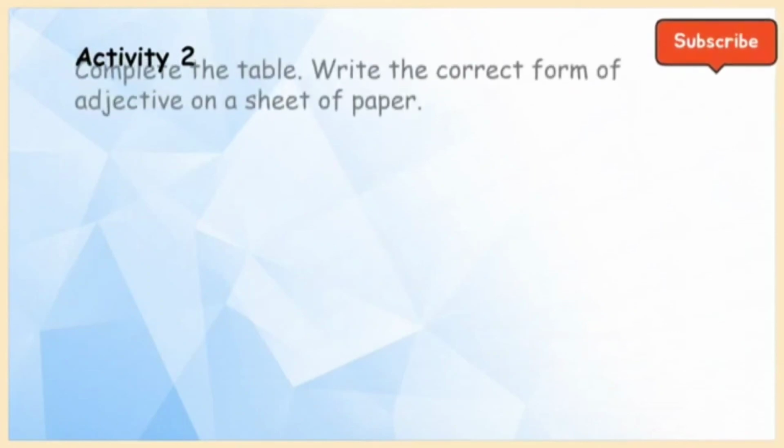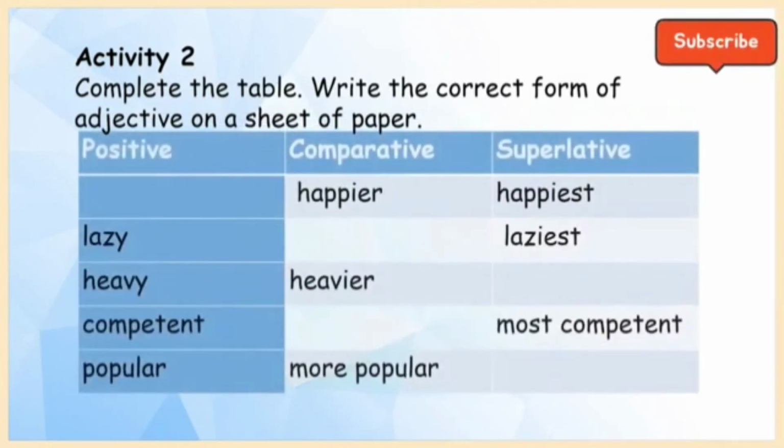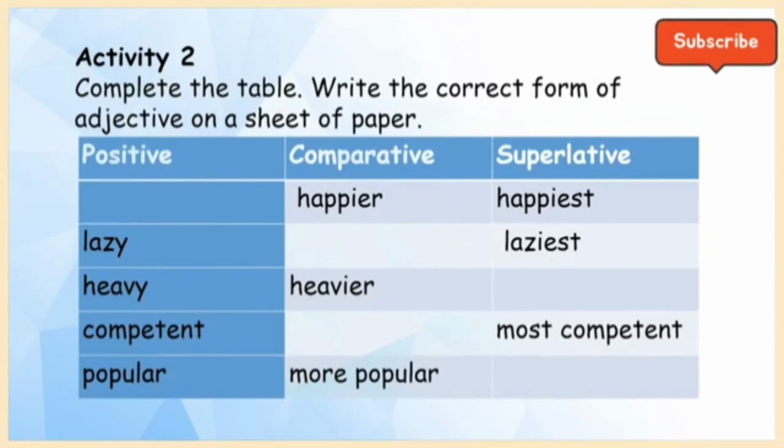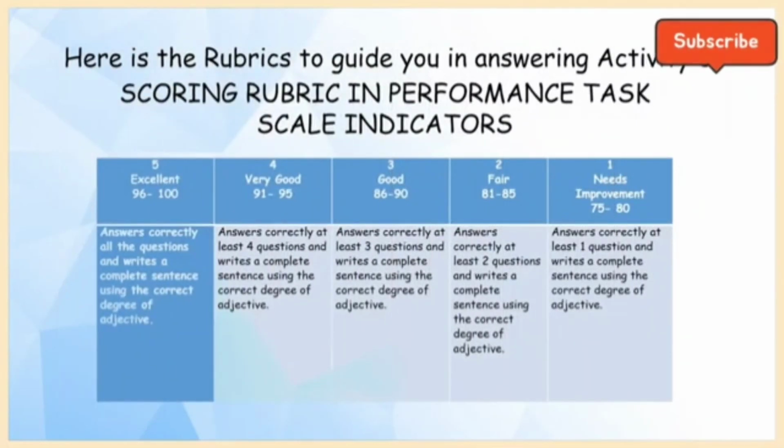Activity 2. Complete the table. Write the correct form of the adjective on a sheet of paper. Here is the rubrics to guide you in answering activity 2.